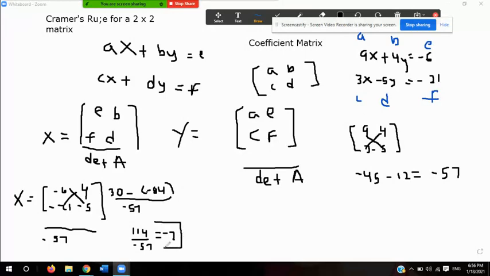Now we're going to do the same thing to find y. X is negative 2. To find y, we plug the numbers into the formula, and the formula says a, e, c, f, so 9, and then e, which is negative 6.